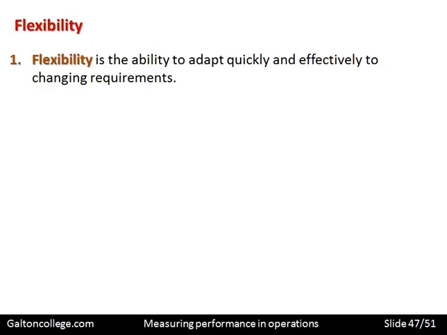Flexibility is another issue in manufacturing and in measuring performance in particular. Flexibility is the ability to adapt quickly and effectively to changing requirements. That's what we mean by flexibility: to be able to change quickly and effectively, to move around production lines, to change machines over from one type of production to another, and to change what the company is producing to perhaps a new product, doing so quickly and efficiently. It's more flexible.